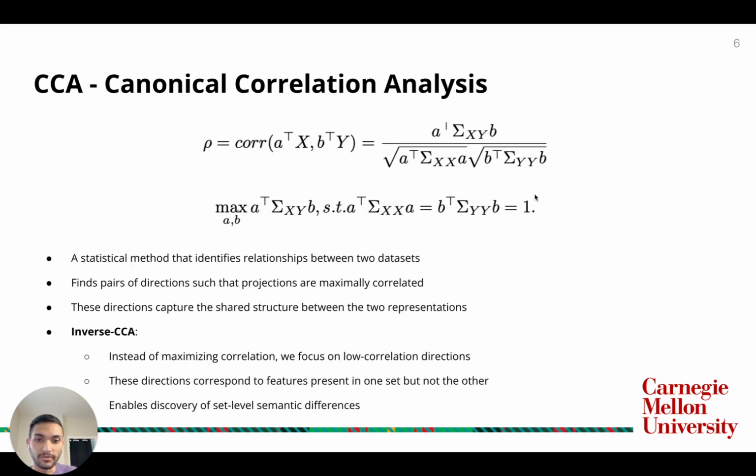To explain the core idea, we use CCA, canonical correlation analysis. CCA finds directions in the datasets that are maximally correlated, capturing shared structure. Here, in our case, those are image and text embeddings. We use inverse CCA to focus on low correlation directions, which capture features that are present in one set but not in the other. This helps us identify distinctive concepts.